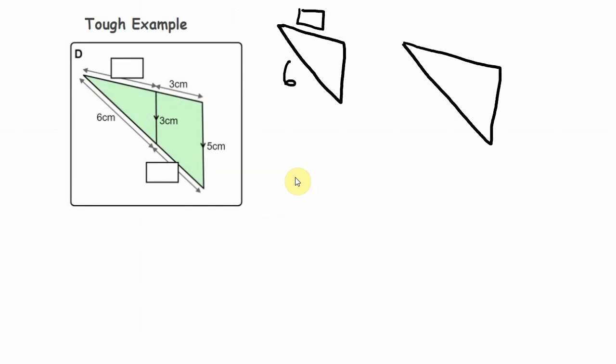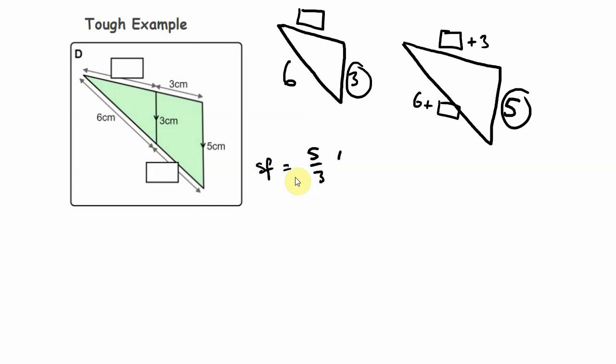So blank, 6, blank, 3, 6 plus blank, blank plus 3, and 5. So yes, we can find our scale factor nice and easily. That's going to be 5 over 3, or again, we know it's a 1.6 recurring. If you want to visualize it as a number, sometimes it's a bit easier.